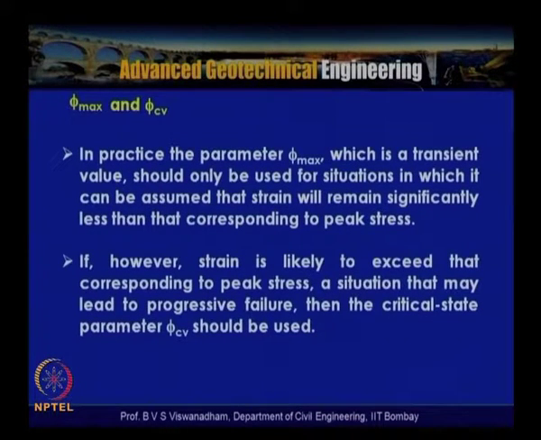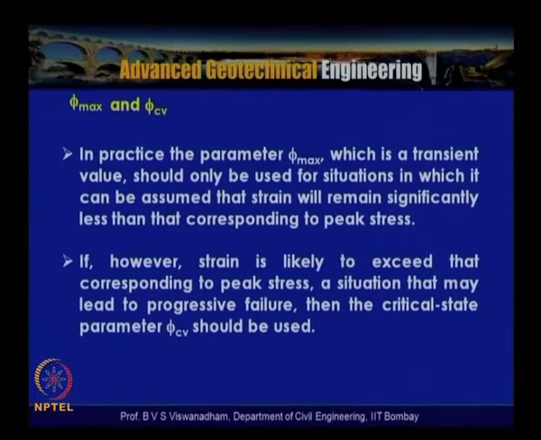Now, among phi max and phi CV, in practice the parameter phi max is called a transient value and should only be used for situations in which it can be assumed that the strain will remain significantly less than that corresponding to the peak stress. So if, for a given structure being designed, the strain is less than that at which the peak stress occurs, then phi max can be recommended for use.